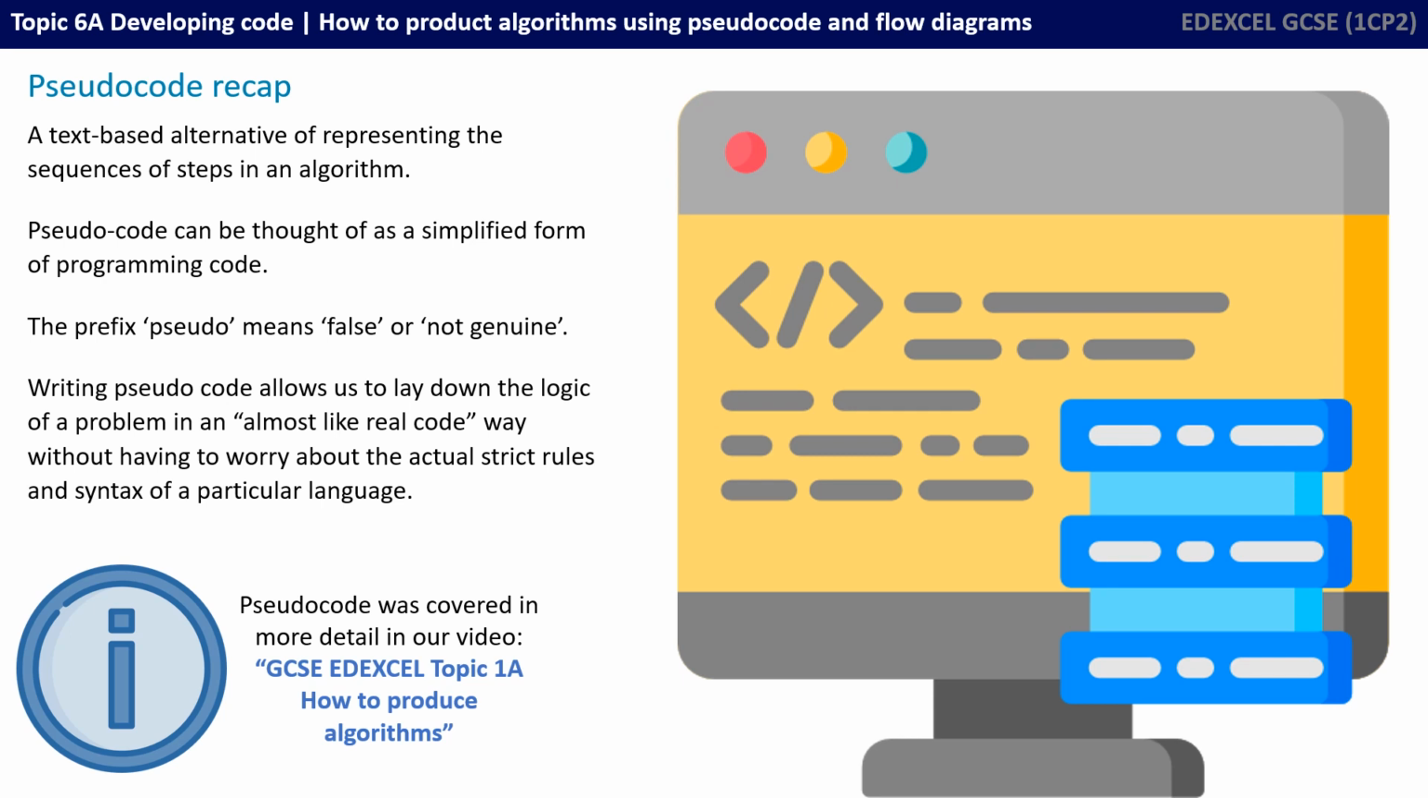Pseudocode, on the other hand, is a text-based alternative of representing the sequences of steps in an algorithm. It can be thought of as a simplified form of programming code. Indeed, the prefix pseudo means false or not genuine. Writing pseudocode allows us to lay down the logic of a problem in an almost like real code way without having to worry about all the actual strict rules and syntax of a particular language. Again, we covered this in a video under topic 1 if you need a refresh.